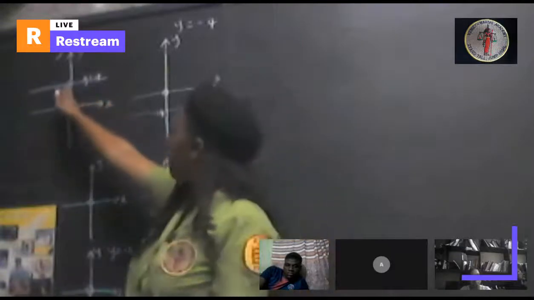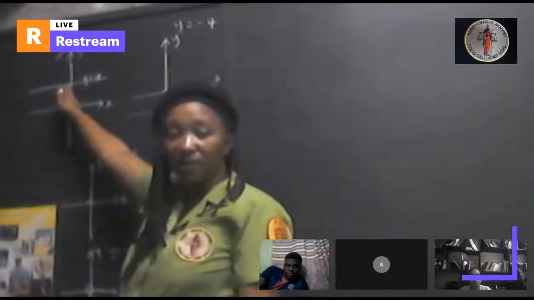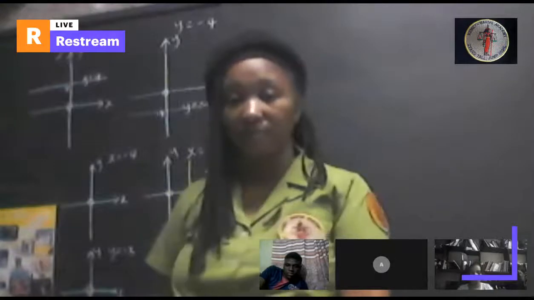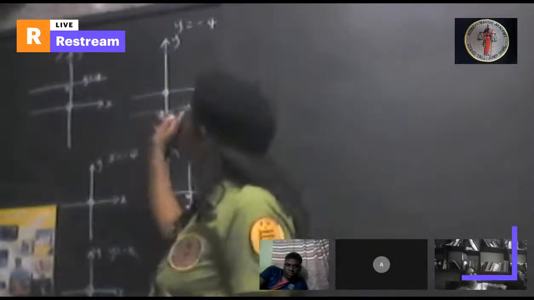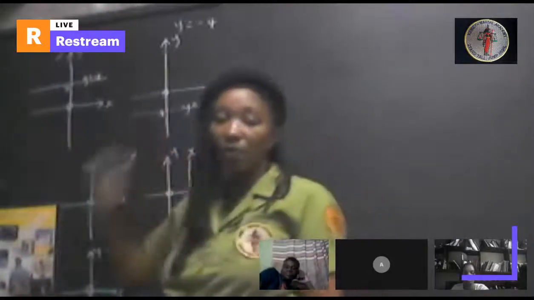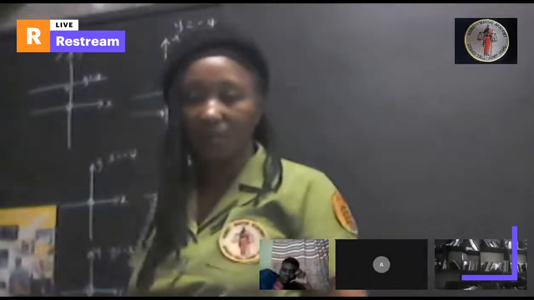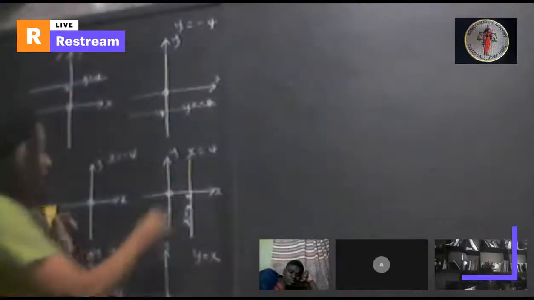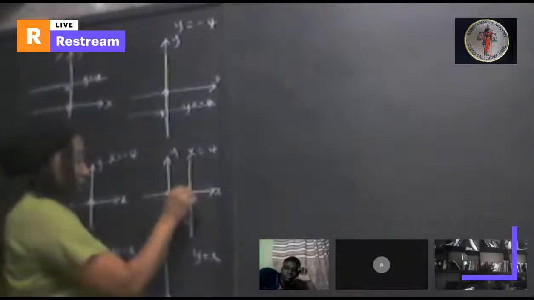I'm saying for this line where y equals 4 here, at the point where it crosses the y-axis, what's the value of x? 0. Okay. Likewise for y equals -4. At this point here, x is 0. Remember, along the y-axis, x is 0. Along the x-axis, y is 0.